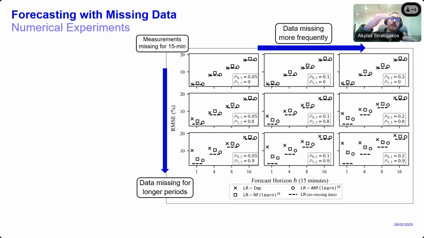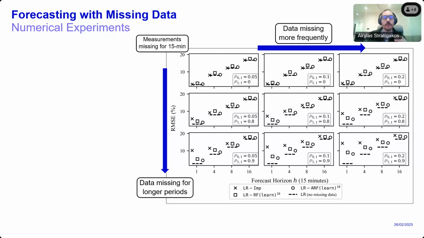As you move from the top row to the bottom row, conditionally on disruption occurring, we have this disruption having a longer time period. So basically on the top, when we have missing data, it is missing for shorter periods, and at the bottom, it is missing for longer periods.